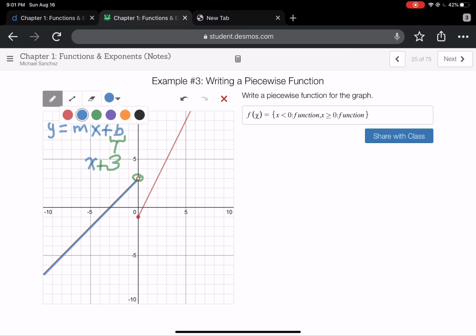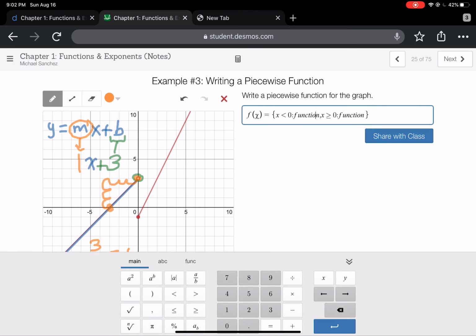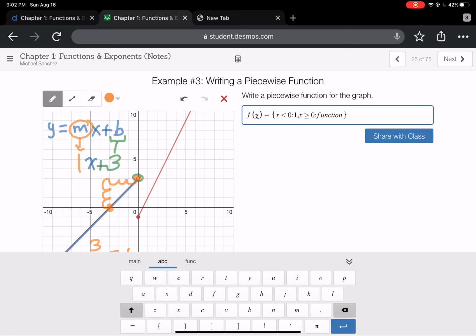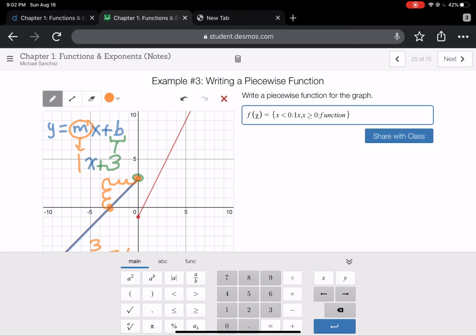All right, and then next, we're going to go ahead and figure out the slope of this line. So the slope of the line, okay, I'm going to pick another point on the graph, let's say this one here. And then I'm going to see how long it takes me to get to that one. So I'm going to do rise over run, up 1, 2, 3, over 1, 2, 3. So it looks like it's 3 over 3, which I can simplify to just be 1. So my first function on the left side, or less than 0, is 1x plus 3.